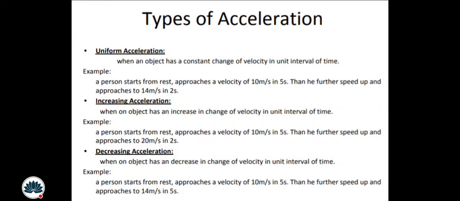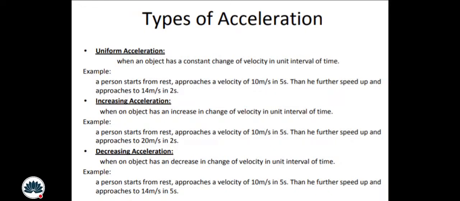And what is a decreasing acceleration? When an object has a decrease in change of velocity in unit interval of time. The example is a person starts from rest, approaches a velocity of 10 meter per second in 5 seconds, then he further speeds up and approaches 14 meter per second in 5 seconds. This is what you are required. The statement and the examples are very necessary for you to understand. So then you can understand the uniform, increasing and decreasing acceleration.